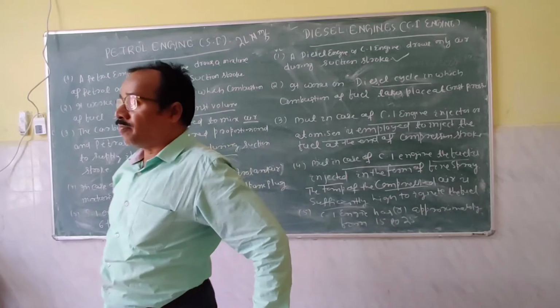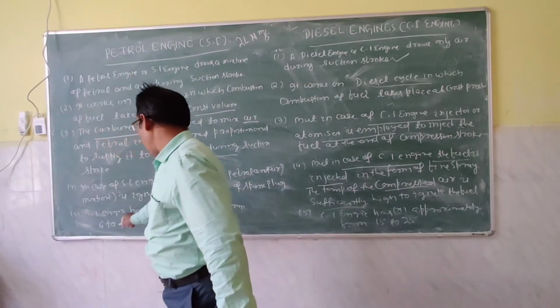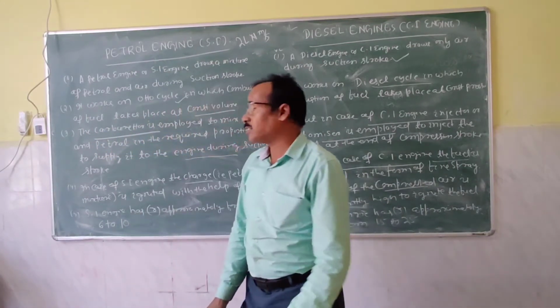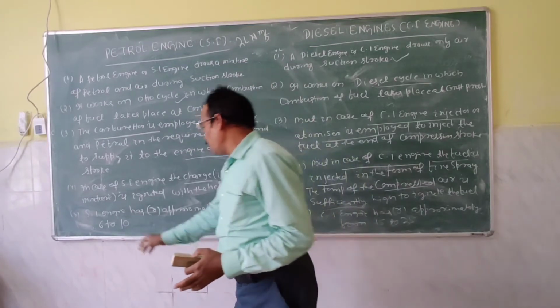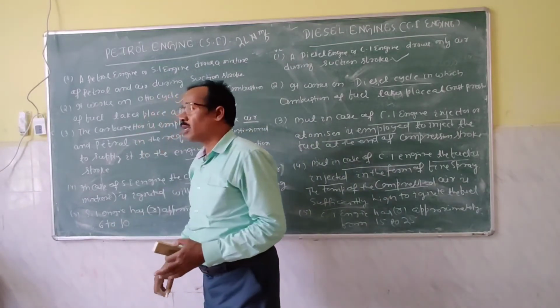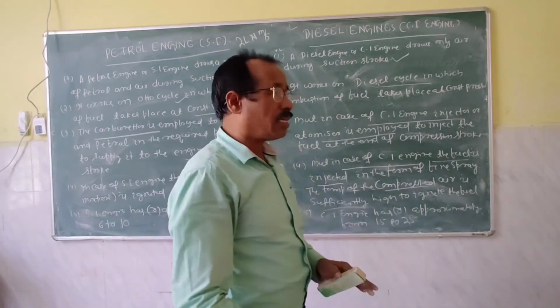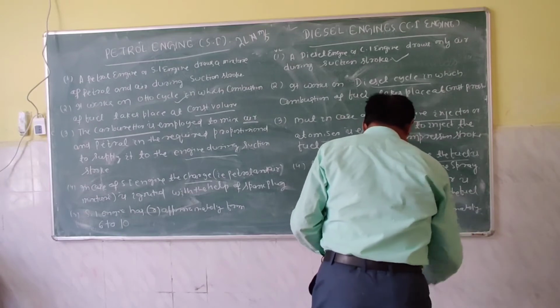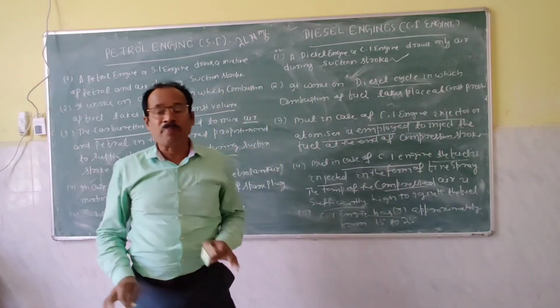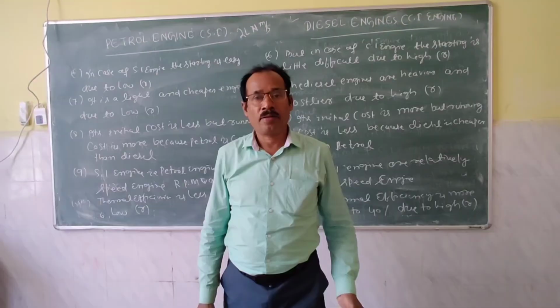Then number 5. SI engine or petrol engine has compression ratio approximately 6 to 10. But in case of diesel engine or CI engine, the compression ratio approximately from 15 to 25.